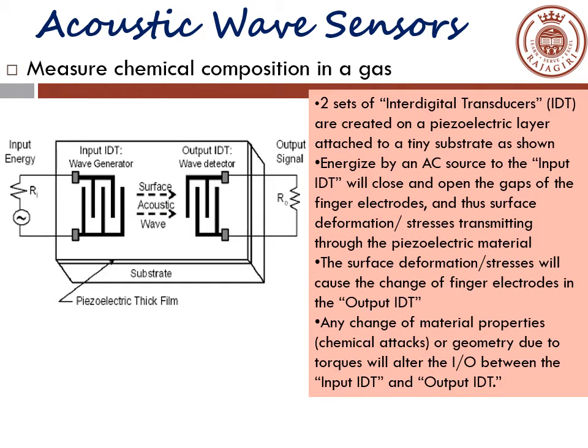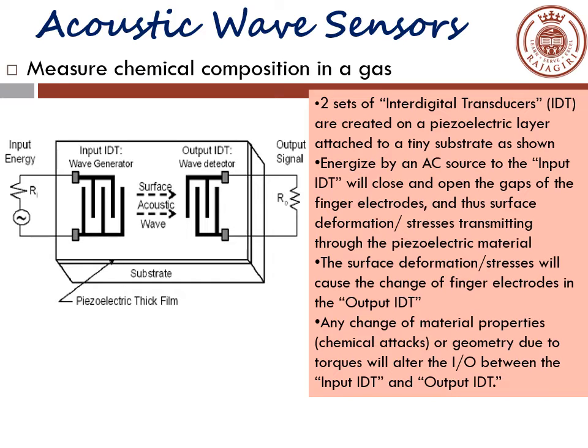We'll start with the first kind of sensor. We are going to discuss the acoustic wave sensor. Here this sensor is made using a piezoelectric layer, and one of the main applications of this acoustic wave sensor is to measure the chemical composition in a gas. Coming to the structure of the sensor, you have a substrate. On the substrate, you have a thick film of piezoelectric material.